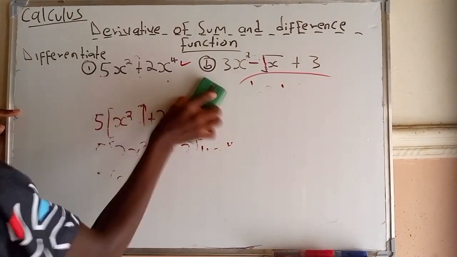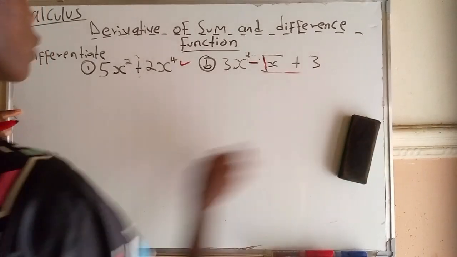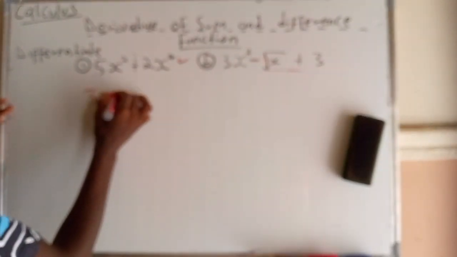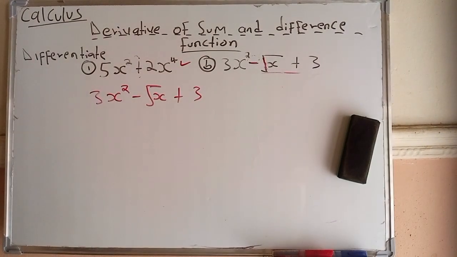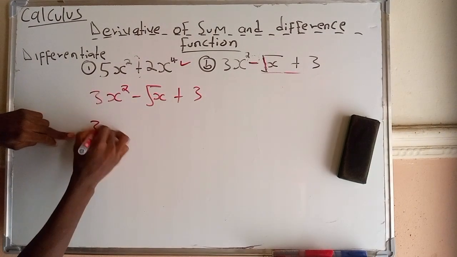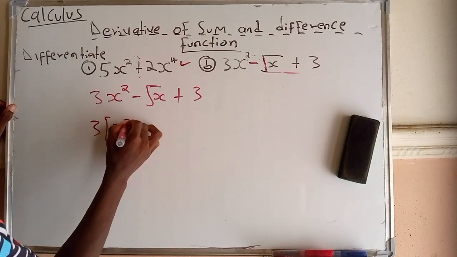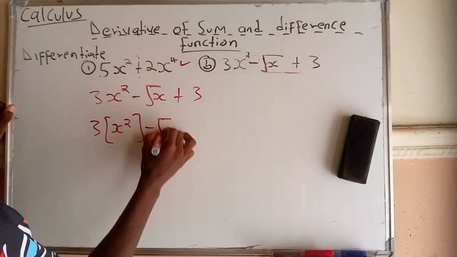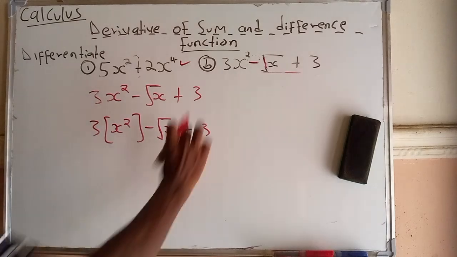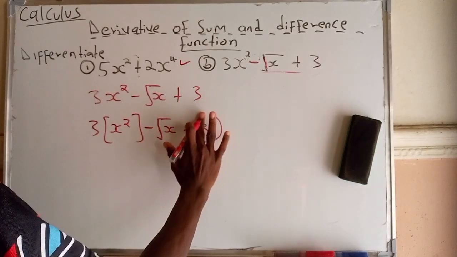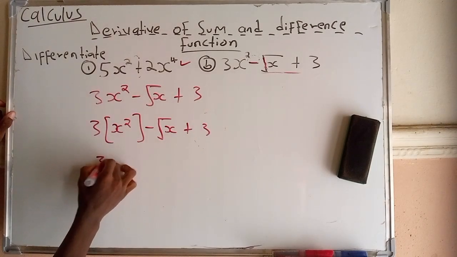Make sure you write it down. The second question says 3x squared minus root of x plus 3. How can we solve this? We first say 3 into the bracket. We extract 3 from x squared minus root of x plus 3. We know that the derivative of a constant is 0. Why is 3 a constant? Because it doesn't have x. So therefore 3 is a constant, and it will be 0.